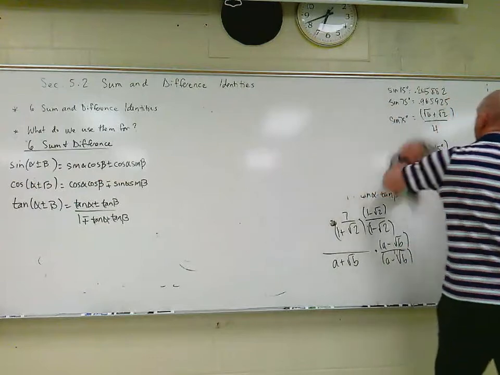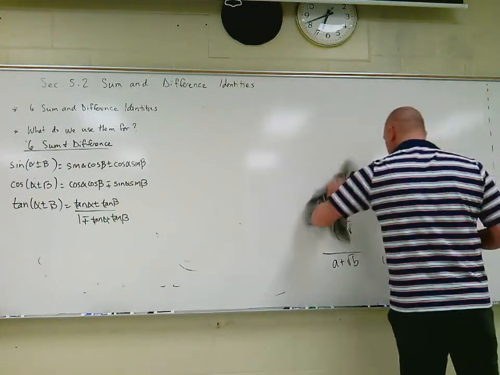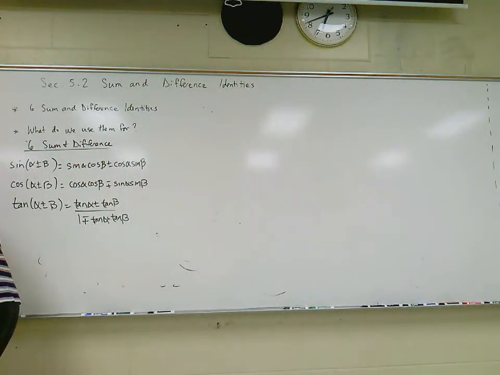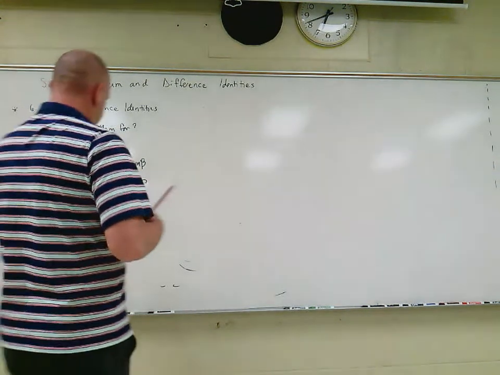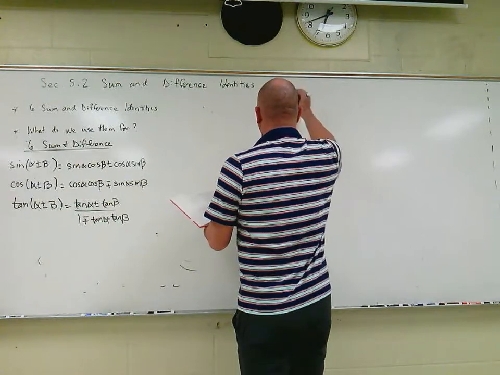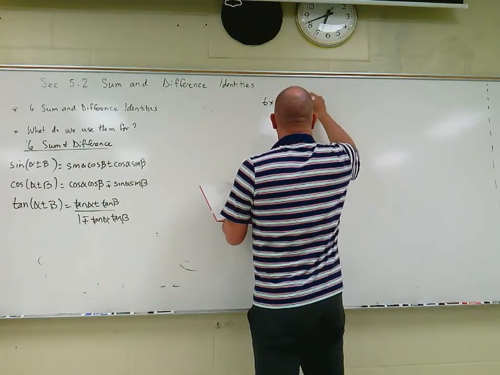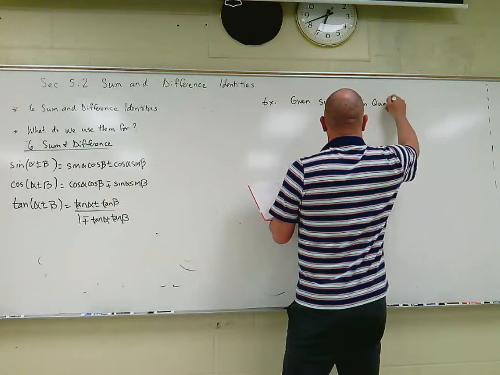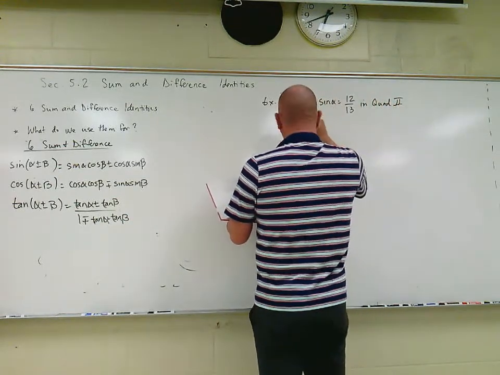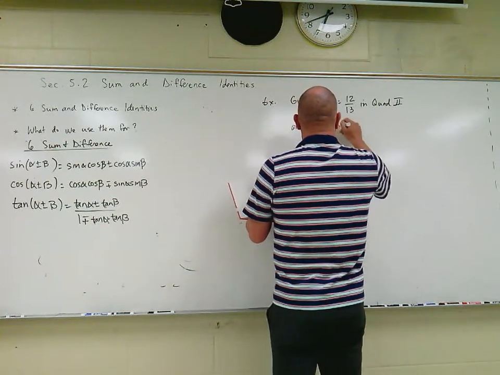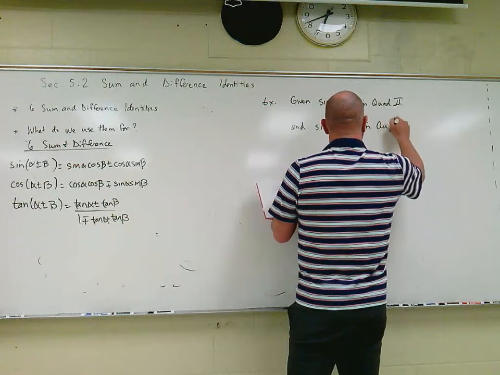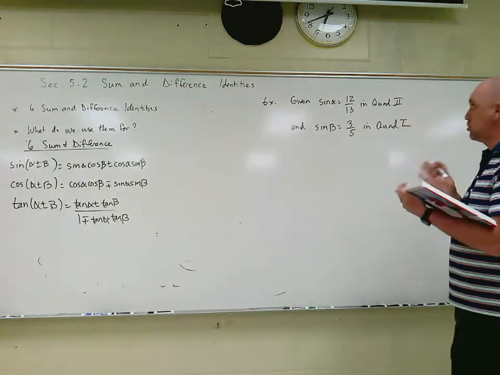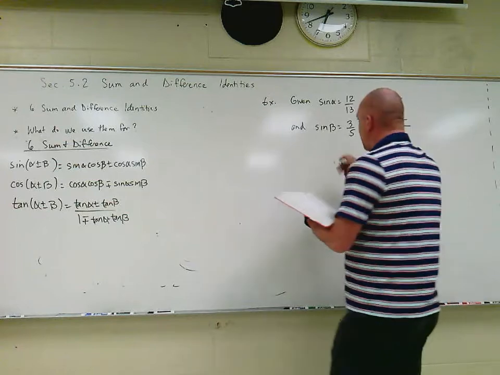All right. One last problem to share. One last type. I think now you've got that identity down. And here's the last type of problem. Just call it example. Given sine of alpha is 12/13 in quadrant 2. That's a quadrant 2 angle. And sine beta is 3/5 in quadrant 1. So alpha is in quadrant 2, beta is in quadrant 1. Find the following.